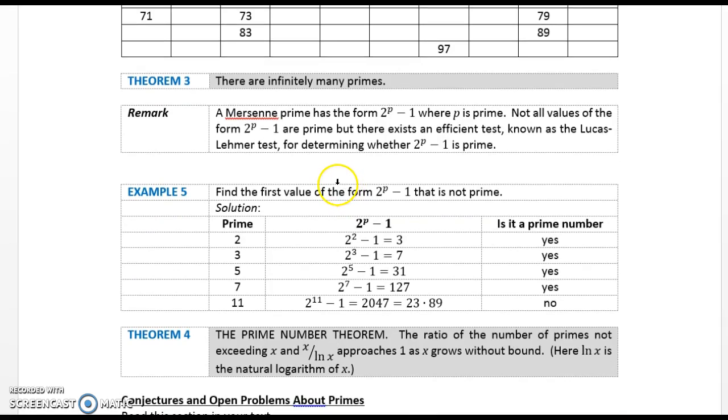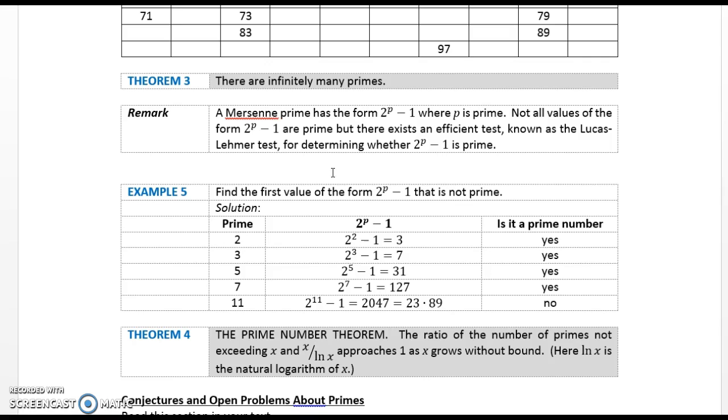Theorem 3 says that there are infinitely many primes, and since we have to find primes for our cryptographic application, we would like to have candidates that are easily found that are prime numbers. So a Mersenne prime has the form 2 to the p minus 1, where p is prime.